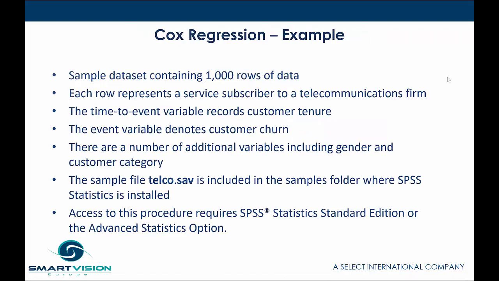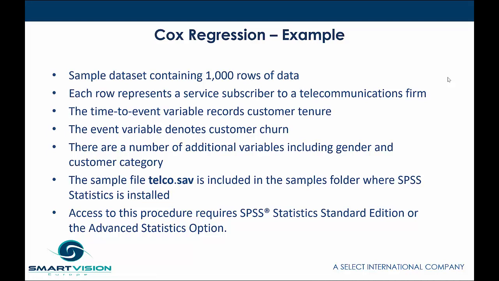In this example, we're using the sample data set telco.sav again. This is a sample dataset consisting of 1,000 rows of data, where each row represents a service subscriber to a telco company. The time to event variable simply records how long they've been a customer, the customer tenure. The event variable denotes whether or not they churned within the last month, so whether or not they cancelled their contract. There are lots of additional variables like gender and customer category.